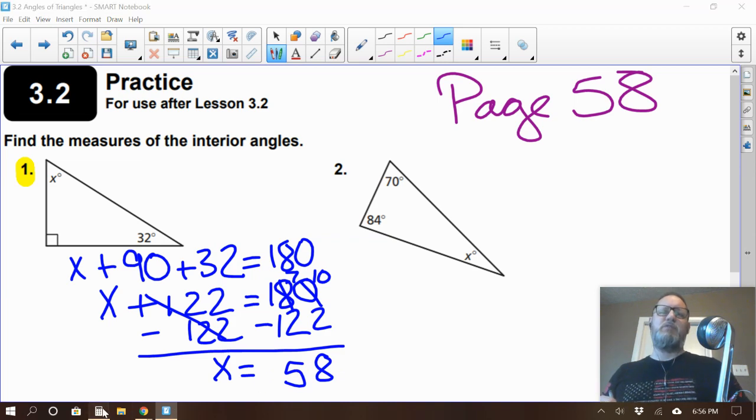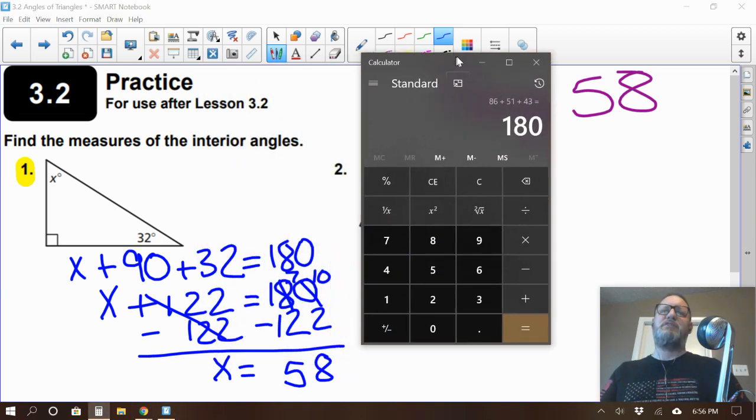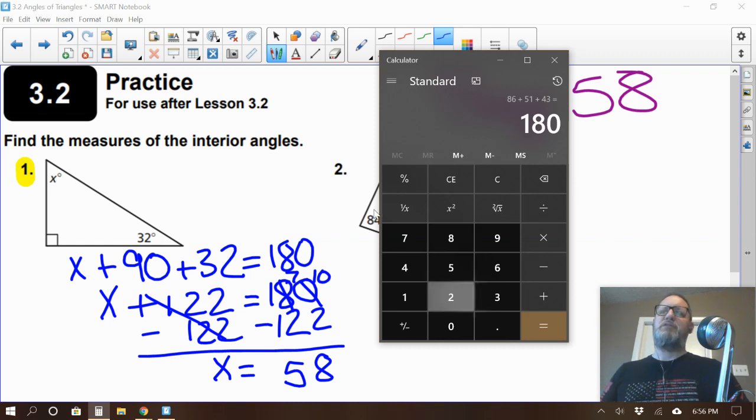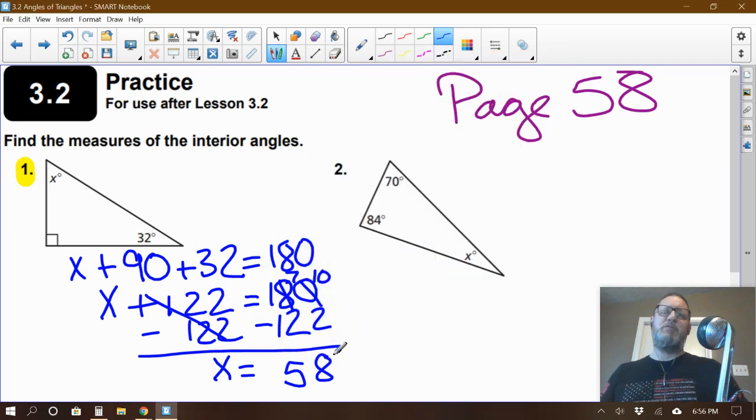Why don't we check that real quick? Make sure it adds up to 180. So we had 32 plus 90 plus this 58. And yep, perfect. We got 180 again. So we know our 58 is correct.